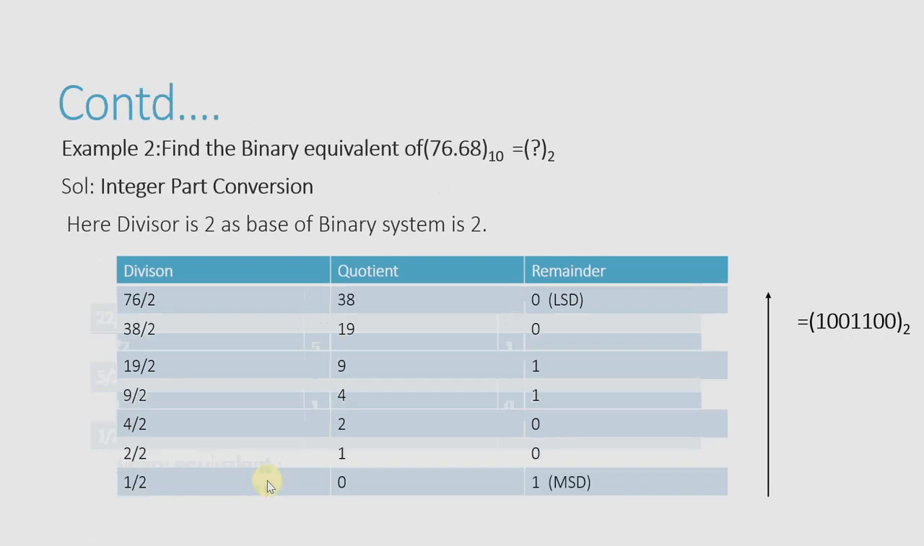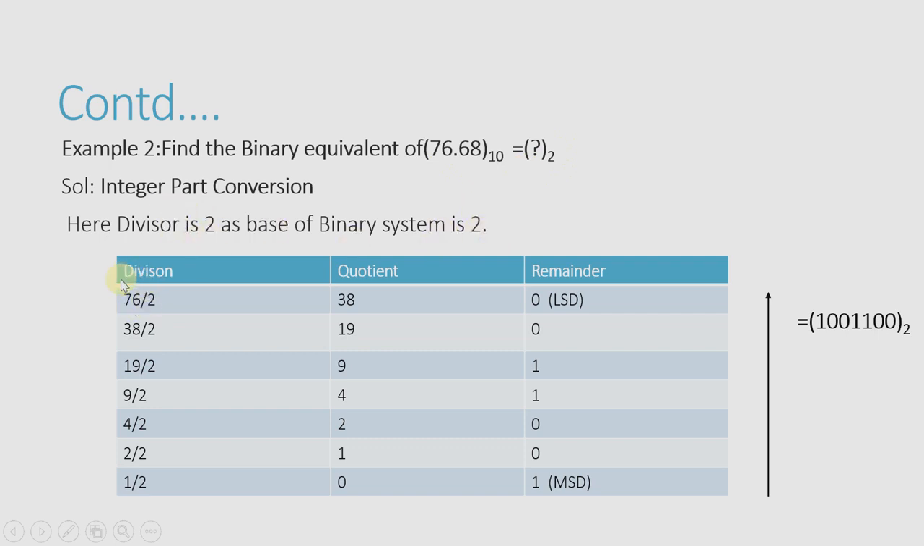So we can see another example, in which we have both an integer as well as a fraction part. When a number consists of both an integer and a fraction part, first we have to convert the integer part. So I take 76 as the integer part, and 0.68 is the fractional part. As we know the steps, in the integer part the number has to be divided by the new base. Here we have to convert into binary, so the base is 2, so the divisor is also 2.